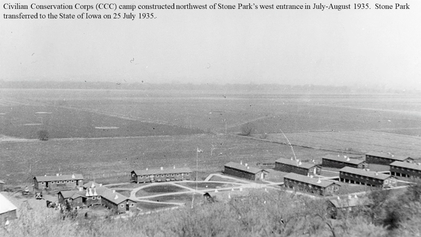And so outside of Stone Park, after the CCC took over, a camp with barracks was built, and this was kind of to the northwest, right across Highway 12 from where the west entrance is to Stone Park, in the field right across the road. And you can see they had a little parade ground in the middle, and then there are different barracks that they lived in.